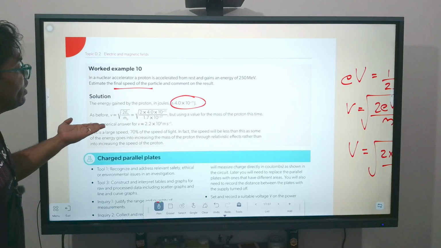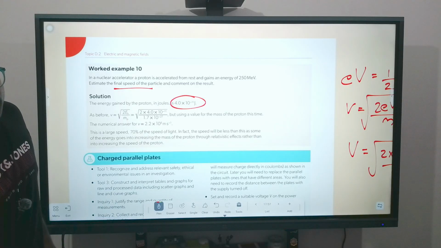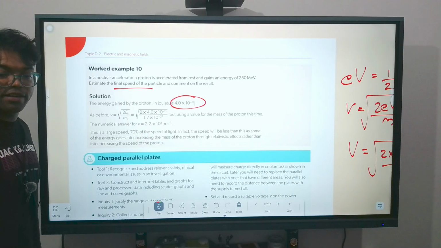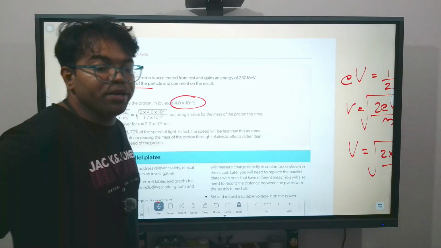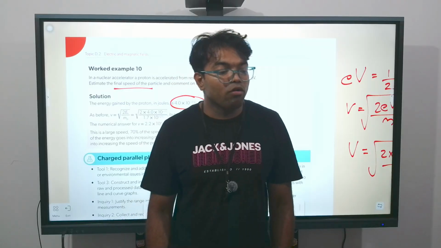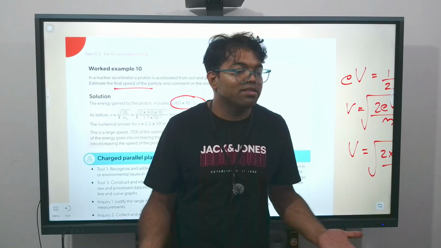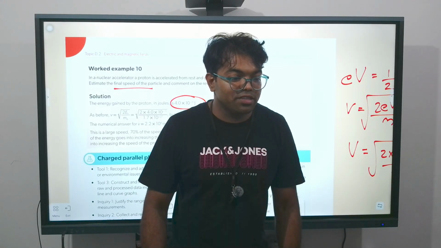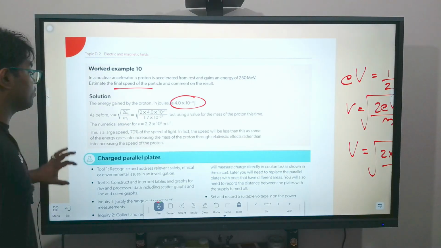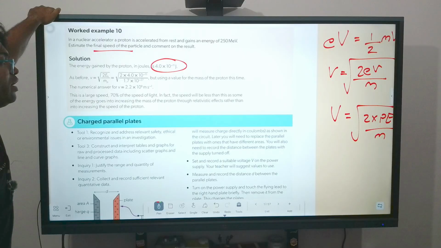Okay, now the numerical answer for B is how much? 2.2 into 10 to the power 8 meters per second. Now 2.2 into 10 to the power 8 meters per second is not a joke, because the fastest thing that moves in the universe, the light, only travels at 3 into 10 to the power 8 meters per second. So these are very close. This is a large speed, 70% of the speed of light.